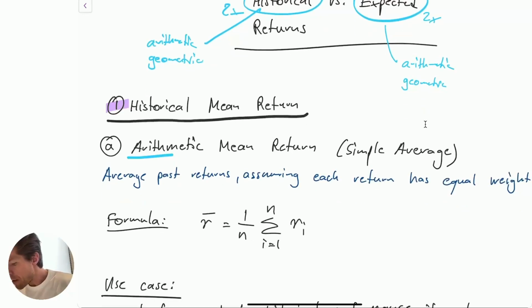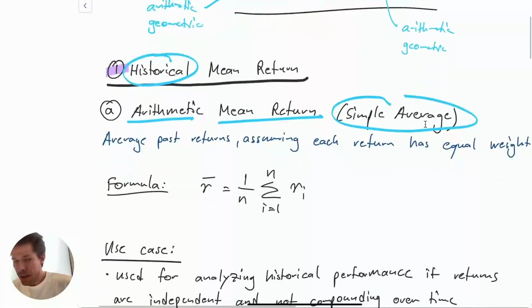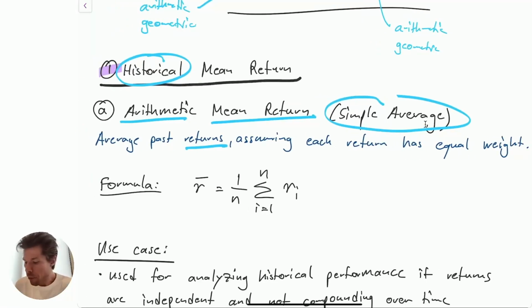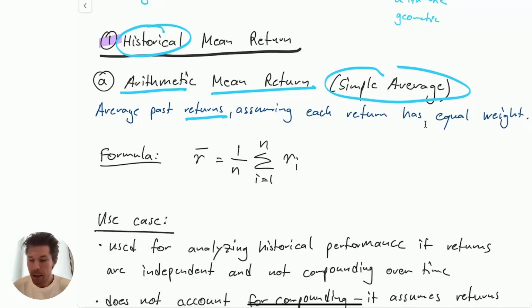This is arithmetic mean return, simple average. We are looking at the past. It's the average of past returns, assuming each return has equal weight. The formula: R bar equals 1 over n times the sum from i equals 1 to n of R sub i.